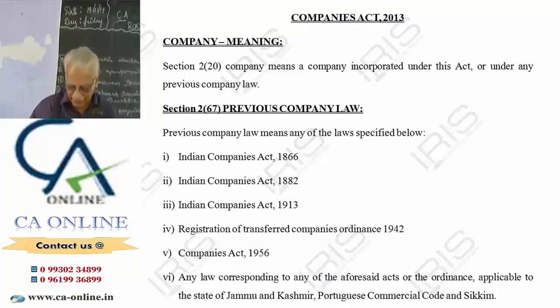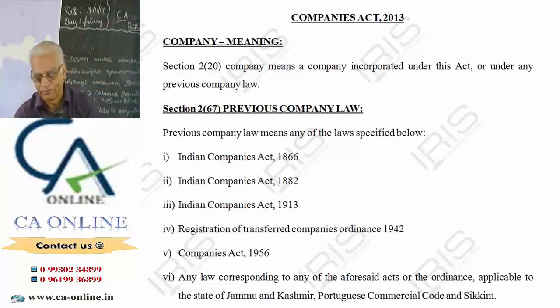Now, we go one by one. What is a company? Now you take down Section 2, Subsection 20: company means a company incorporated under this Act or under any previous company law. Section 2, Subsection 67 explains what you mean by previous company law. Previous company law means any of the following laws specified below.